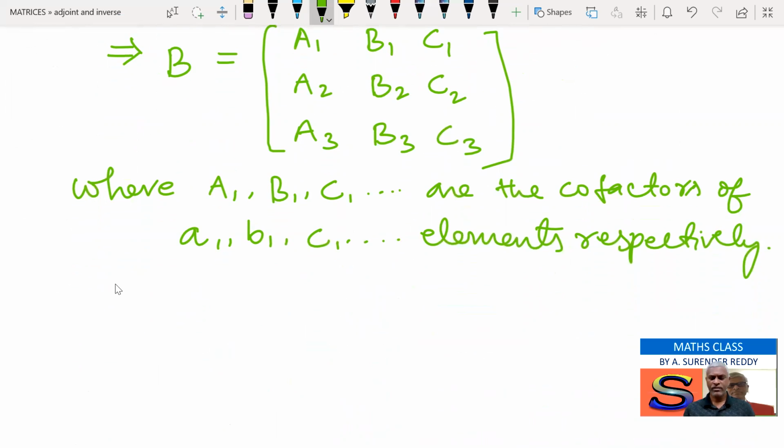Now, the adjoint A is by definition equal to the transpose of the cofactor matrix. That is, by interchanging rows into columns, you get the transpose.